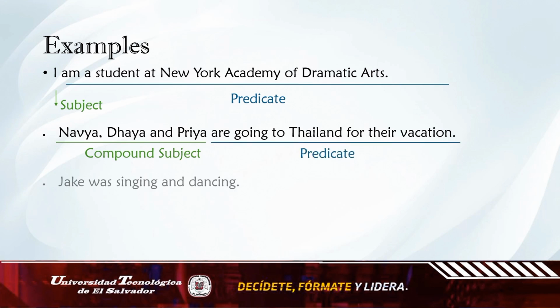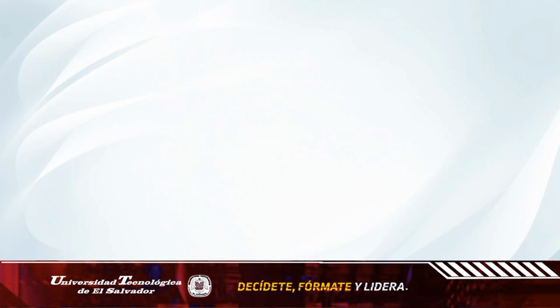In the last sentence we have, Jake was singing and dancing. In this sentence, Jake is the subject and the rest is the compound predicate because it has two verbs for the same subject. Now it's time for compound sentences.